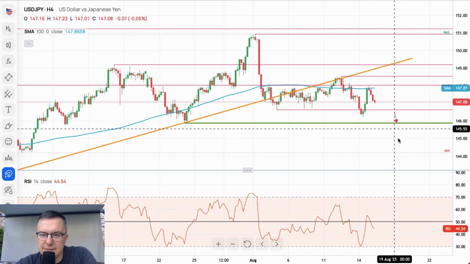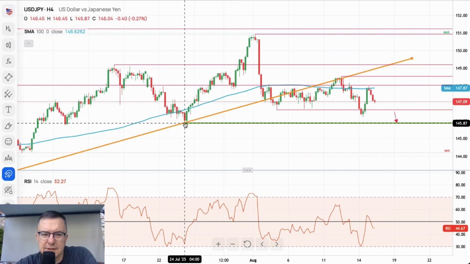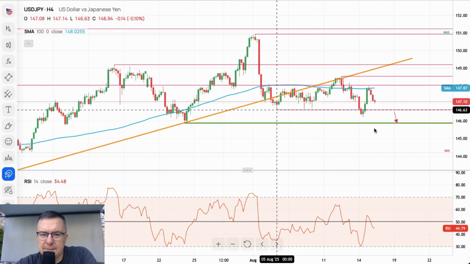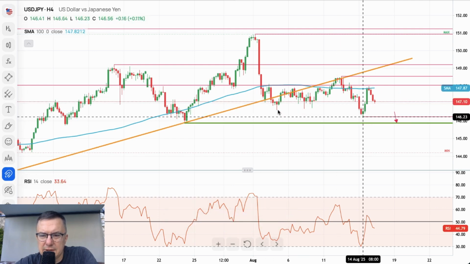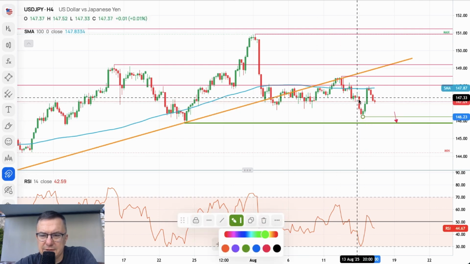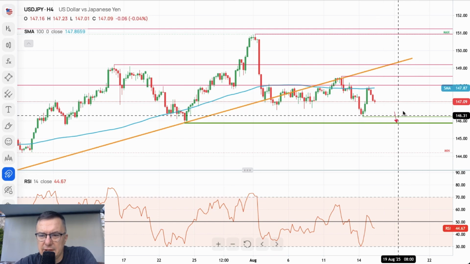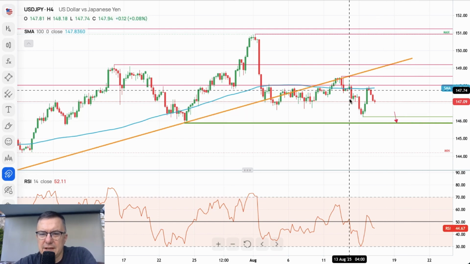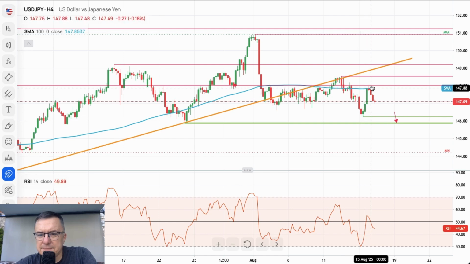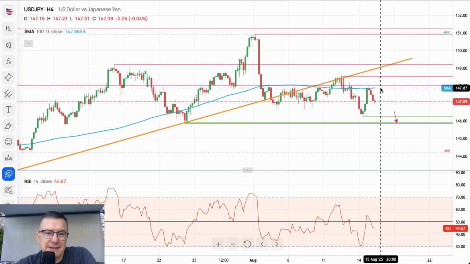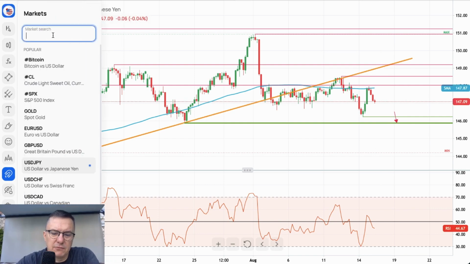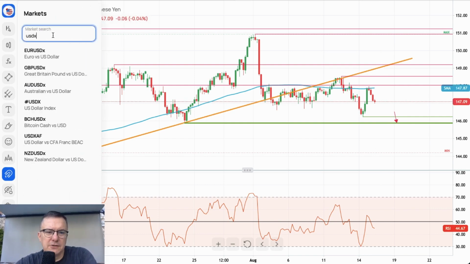We are still holding our scenario here that sooner or later this technical support from July 24th at 145.87 will be tested, basically, sooner or later. So right now we got a new swing low, local swing low. So this technical support is not that strong, and we should see another movement to the downside as long as the market will stay below the 100 periods moving average, below the technical resistance, and below the trend line. The outlook remains bearish. What is going on with the US dollar index?